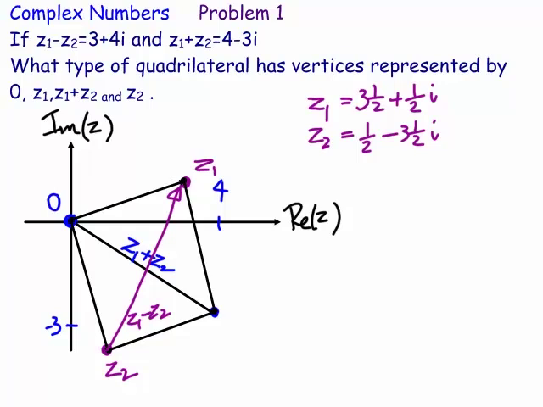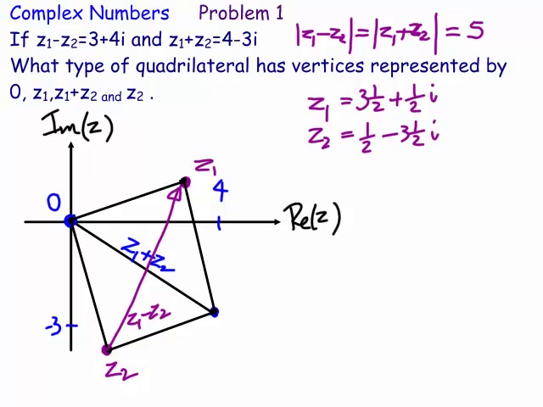Now, what do we know about these diagonals? Well, it looks like their lengths are the same, so let's write that down. The modulus of z1 minus z2 is equal to the modulus of z1 plus z2. What would that equal? It's equal to the square root of 3 squared plus 4 squared, or the square root of 4 squared plus minus 3 squared, which is the square root of 25, which is just 5 units. So we know that these diagonals are of equal length, and now we're going to work out what angle they intersect at.